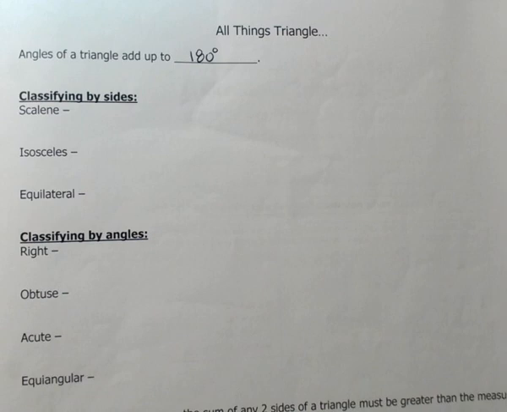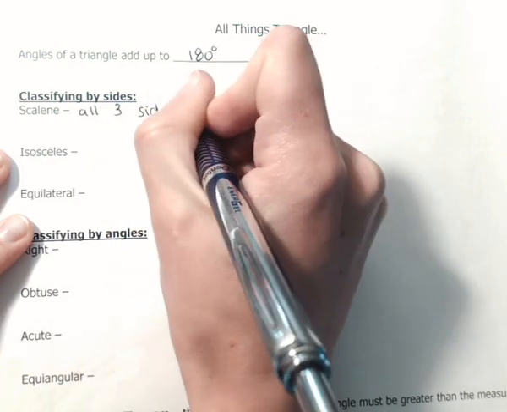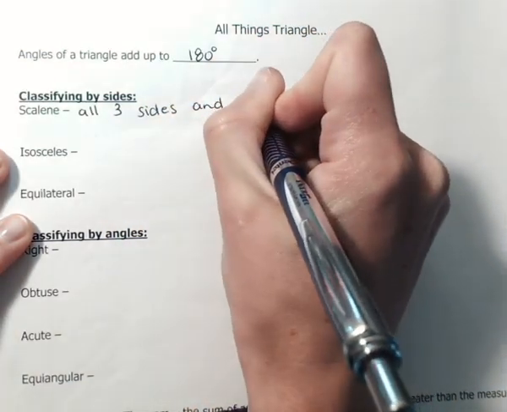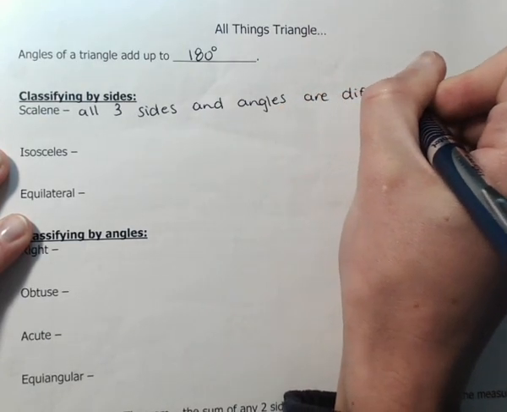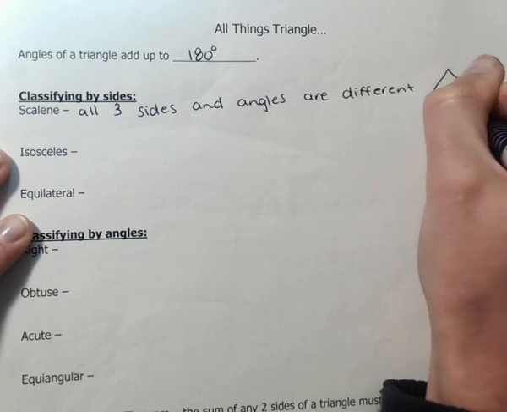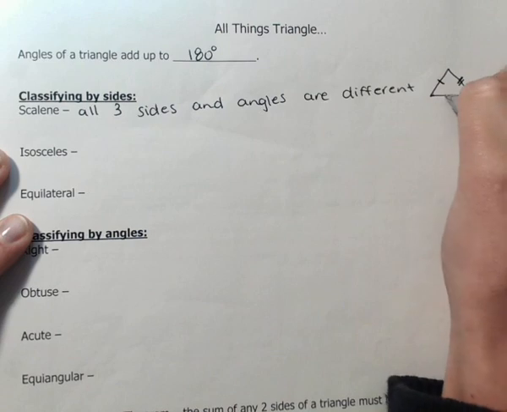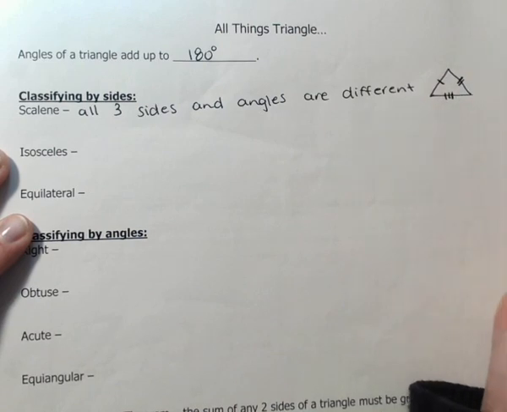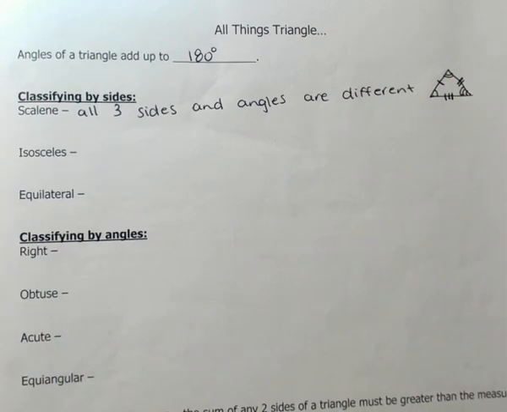The first type is called a scalene triangle, and that's when none of the sides are equal and none of the angles are equal. So let's write all three sides and angles are different. The picture you'll see with this definition is one line on one side, two lines on a second side, and three lines on the third side, indicating that none of these are the same, and also none of the angles are congruent either.